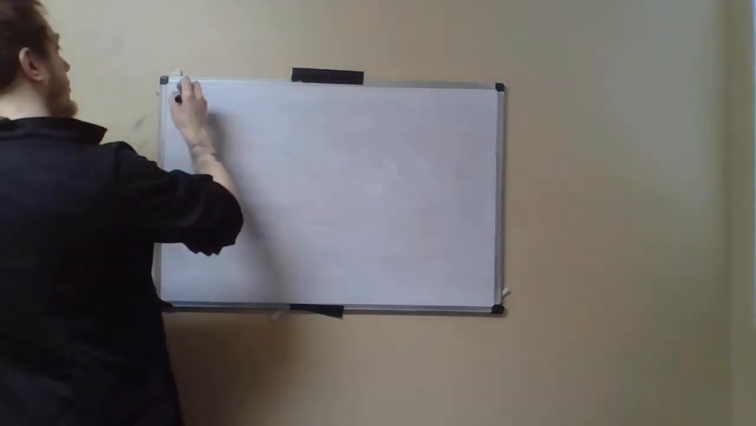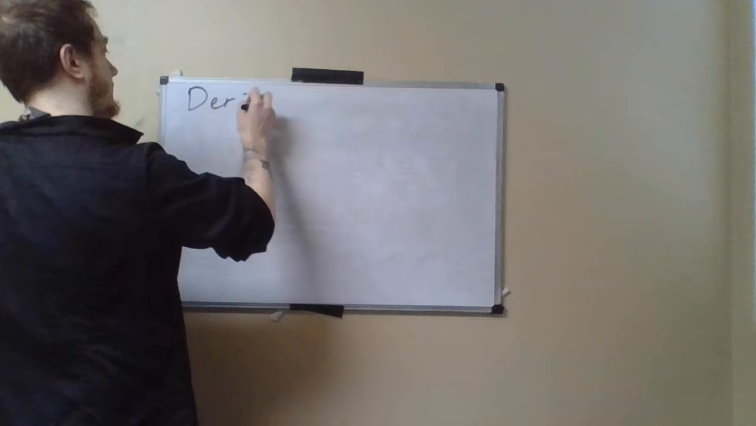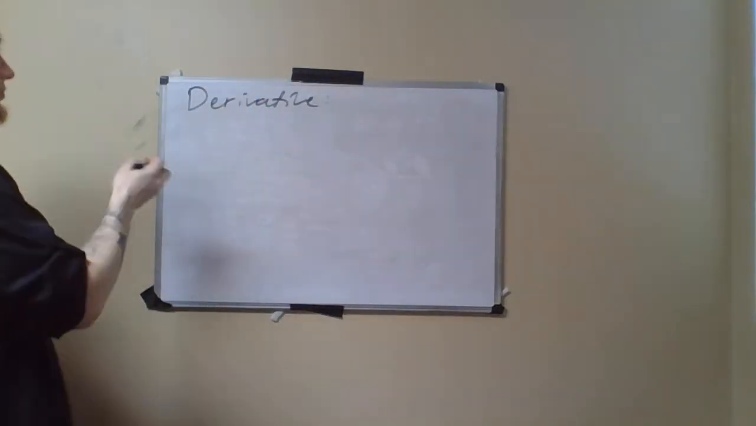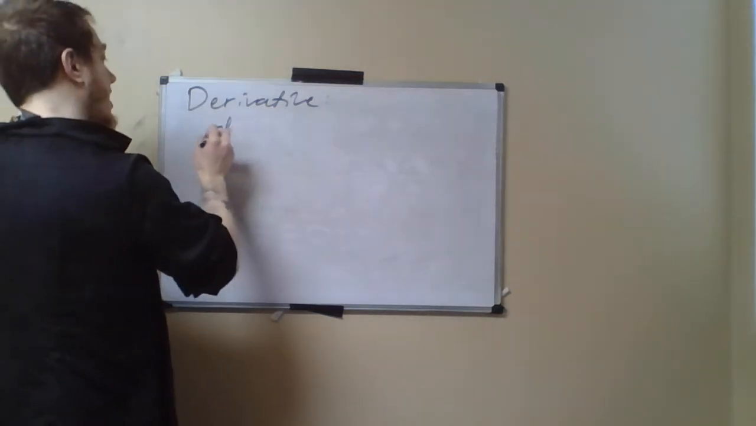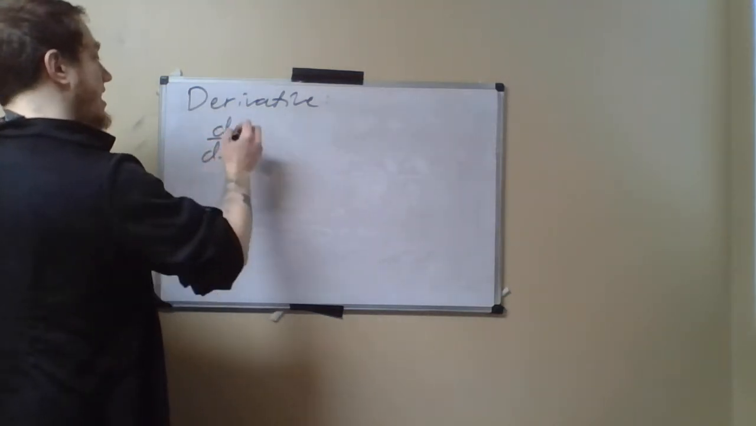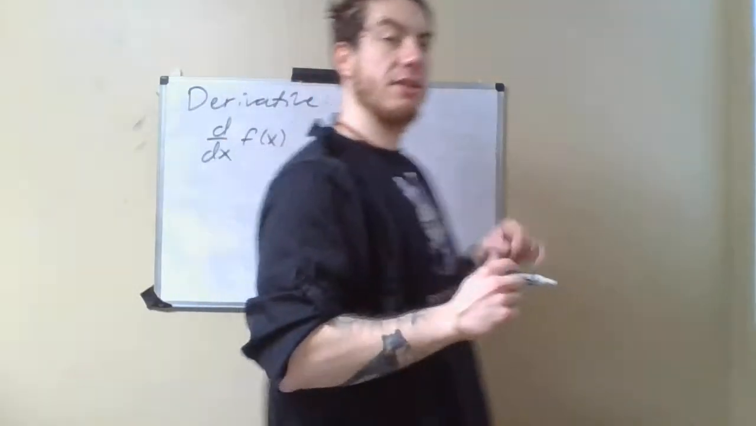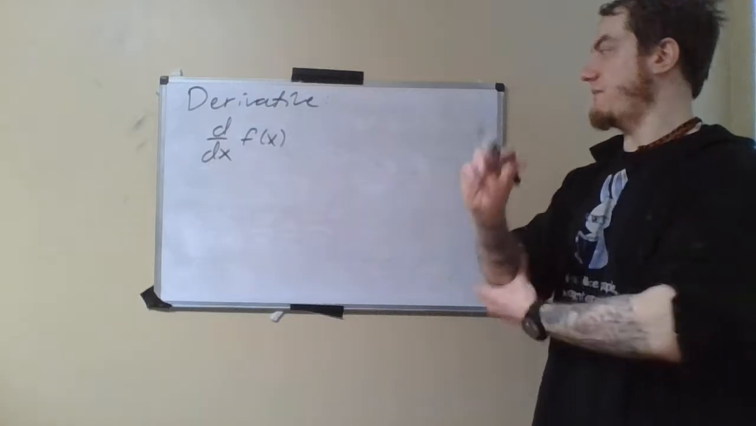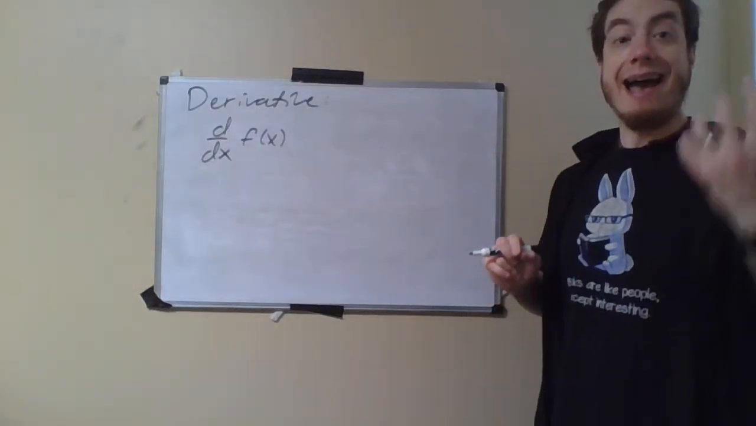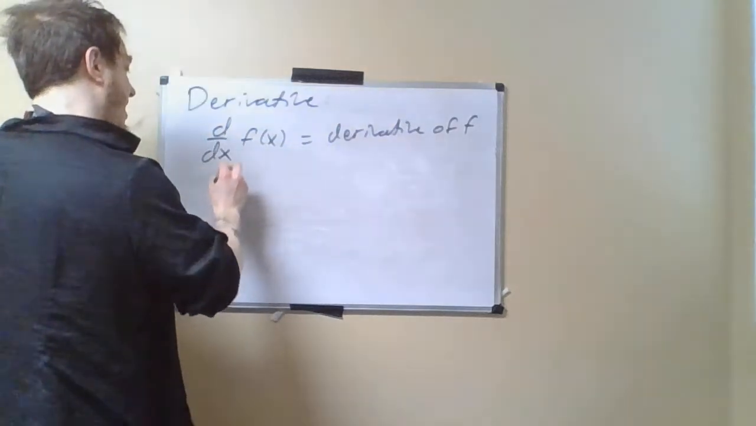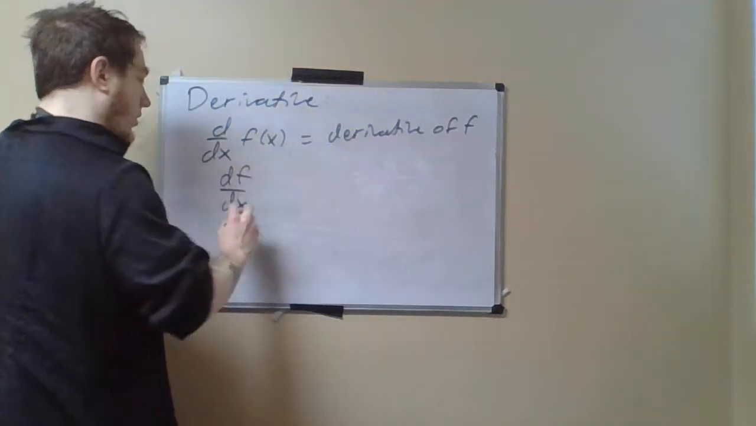So, notations for the derivative. The first notation is differential notation. And we write d over dx f of x. And this means take the derivative of this function f of x and give it back as a function. Sometimes this will also be written as df over dx.